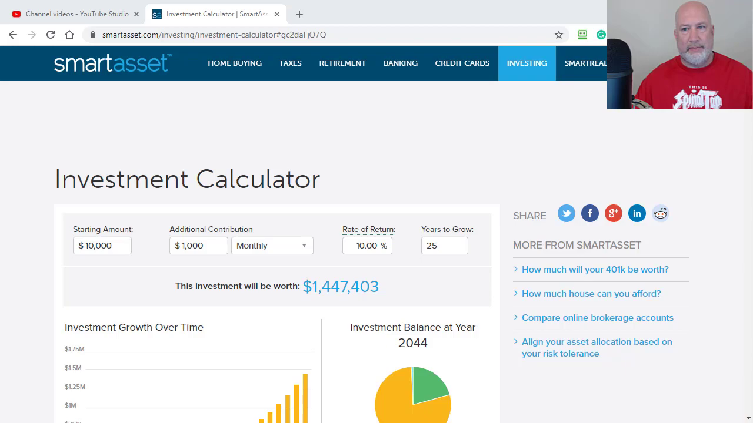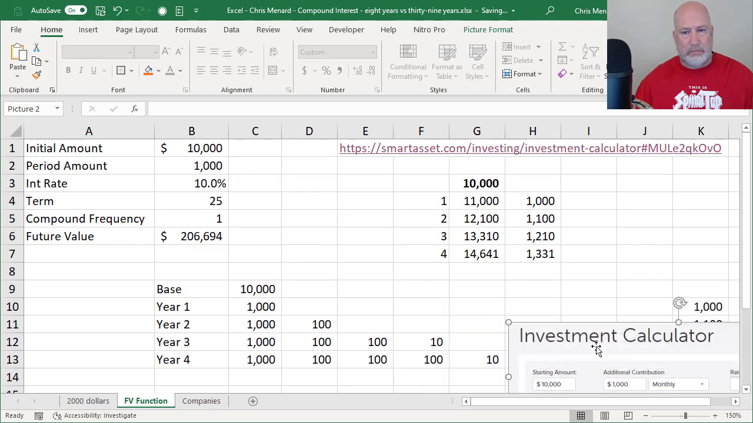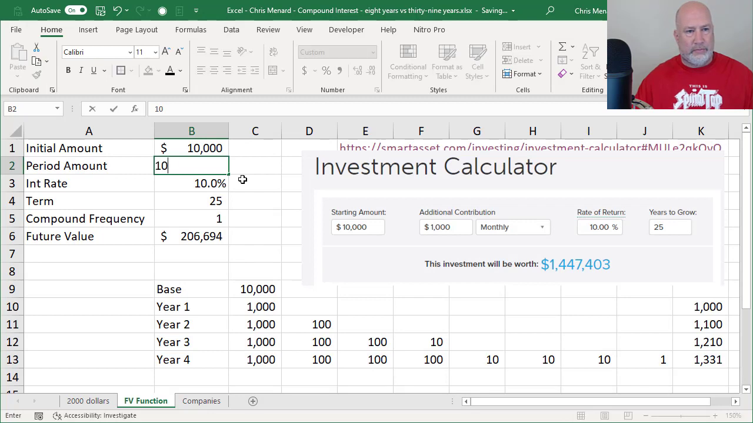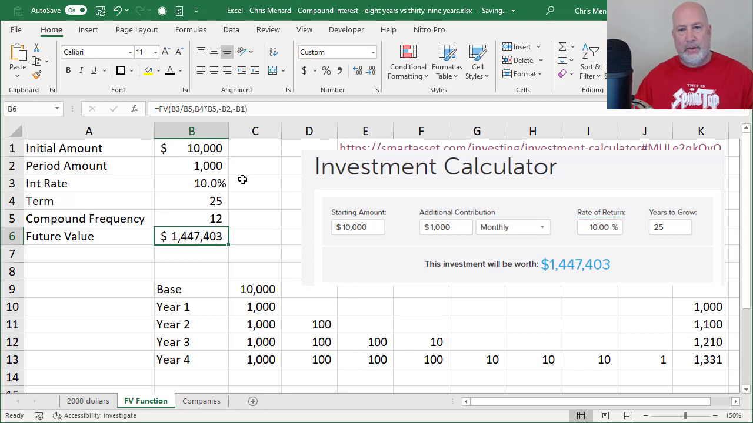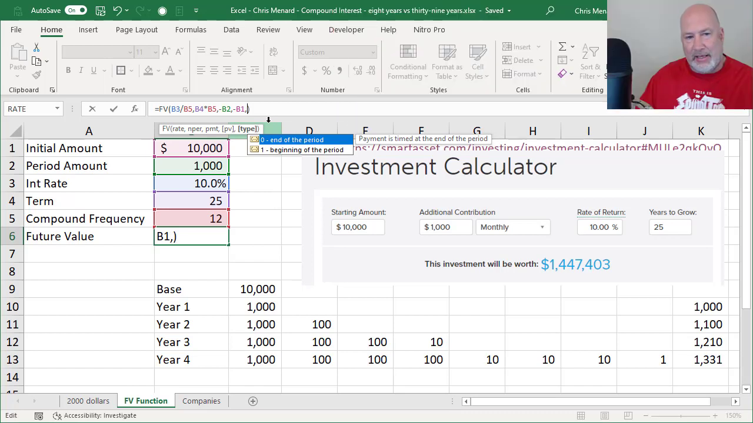And I've got it as monthly. When I put in the $1,000 a month, I will change that to 12 because now I'm not doing it annually, I'm doing it monthly. 1,447,403. I've got the exact same number right now, so it is matching. But just in case it was not matching, that is where you get into the last argument here. Are you putting that money in at the end of the period, or at the beginning of the period?